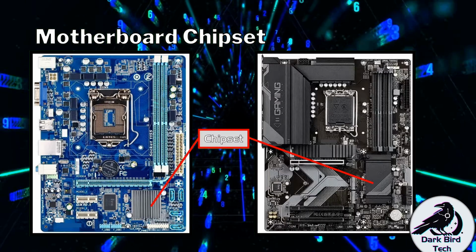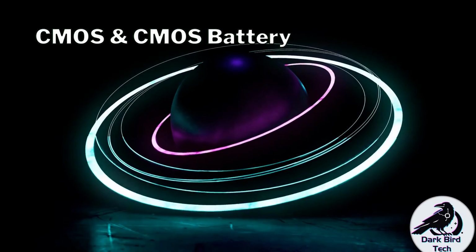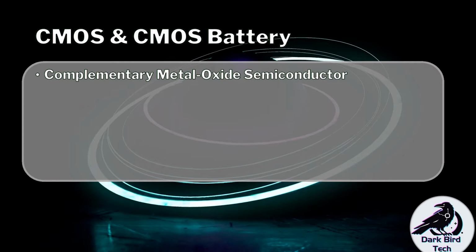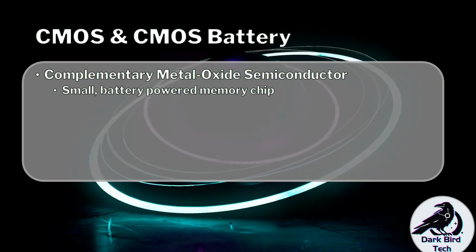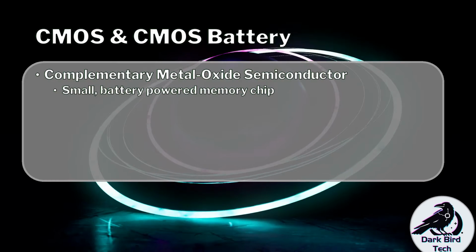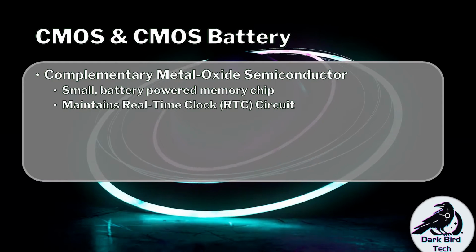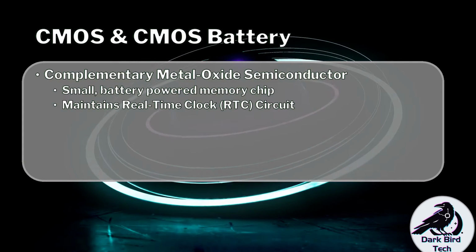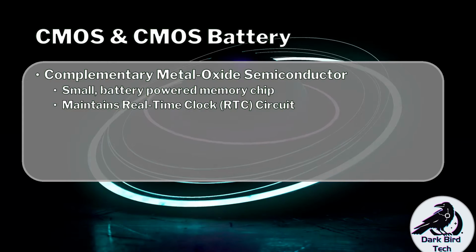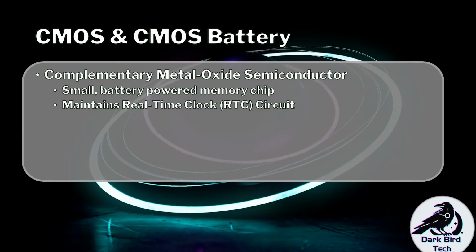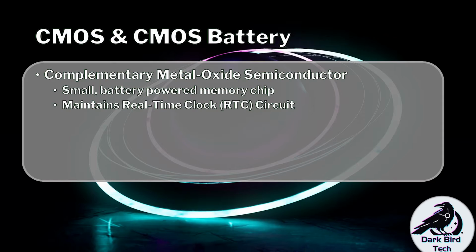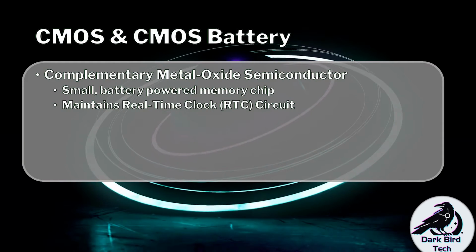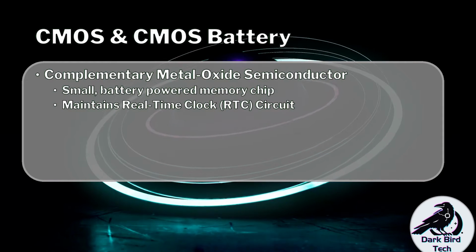Something, though, that you might need to deal with once in a while is the CMOS battery. So first of all, CMOS, or complementary metal oxide semiconductor. It's a small battery-powered memory chip on your motherboard, and its job mainly is to maintain the RTC, or real-time clock circuit. Your computer keeps track of the passage of time using a little electronic clock that is battery-powered. And that allows your computer to know what the current date and time is even before an operating system has got up and running, where it can go and find the date and time using a protocol on the internet, like the Network Time Protocol.